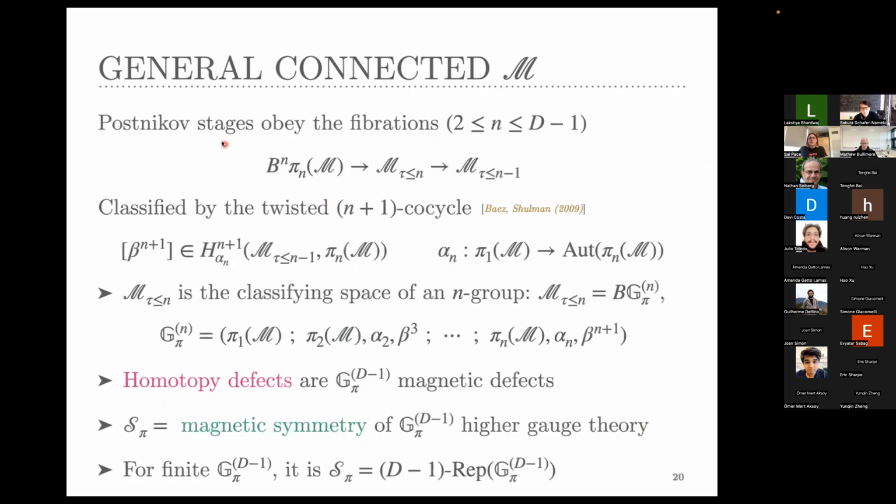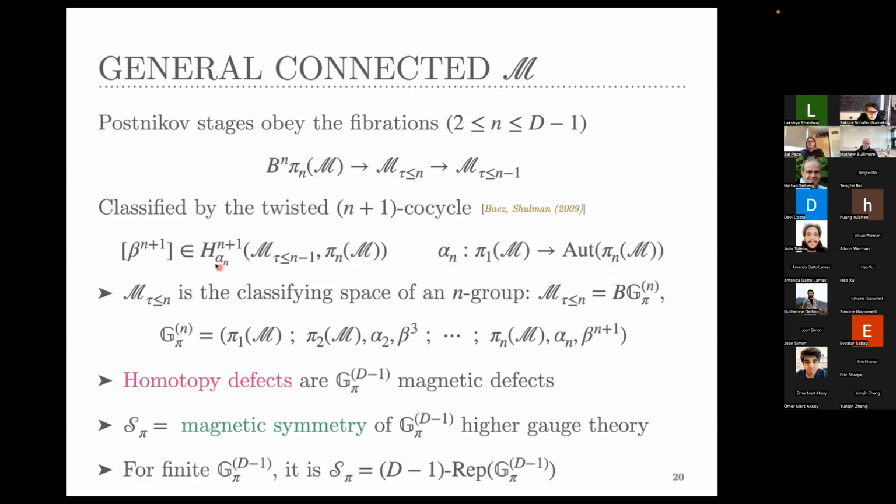Each Postnikov stage obeys the following fibration, where the fiber is this Eilenberg-MacLane space, or like this nth classifying space of pi n. And these fibrations are classified by twisted n+1 cocycles. And these are called Postnikov n+1 invariants, or Postnikov classes. And it's twisted, and this is the symbol I'm using to really show it's twisted. And it's twisted by the pi1 action on pi n, so this group homomorphism.